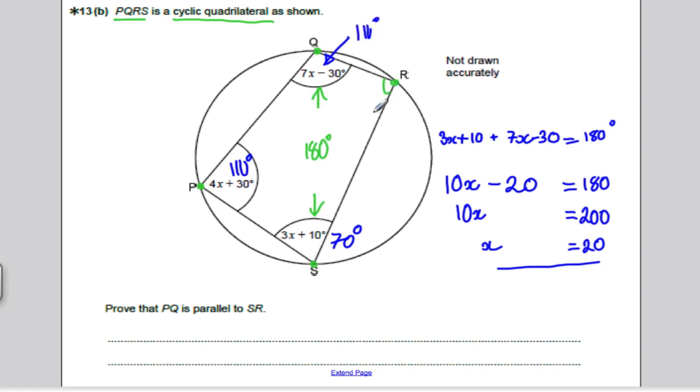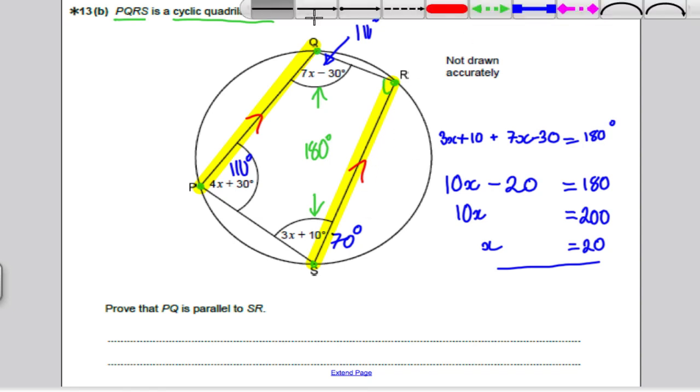Now, we wanted to prove that PQ, this line here, is parallel to SR, that line there. Now, unhelpfully in the question, they've made them look not parallel. They clearly look not parallel. Well, how can we do that?